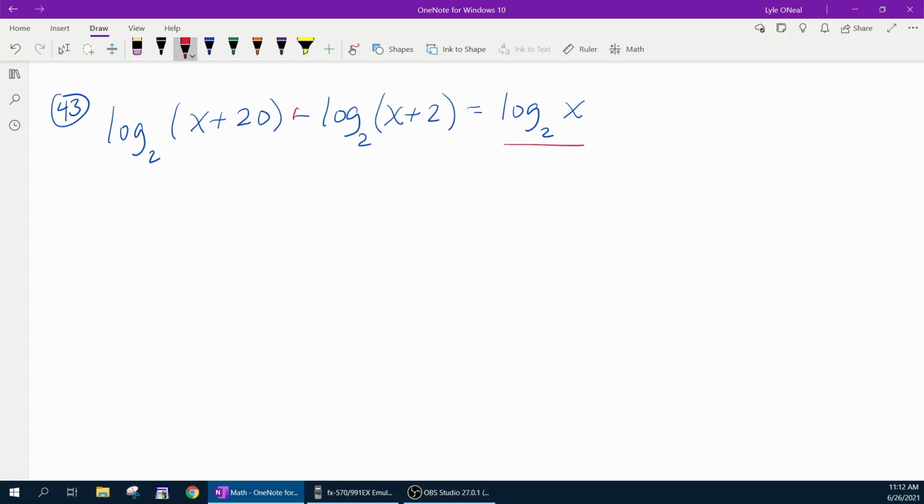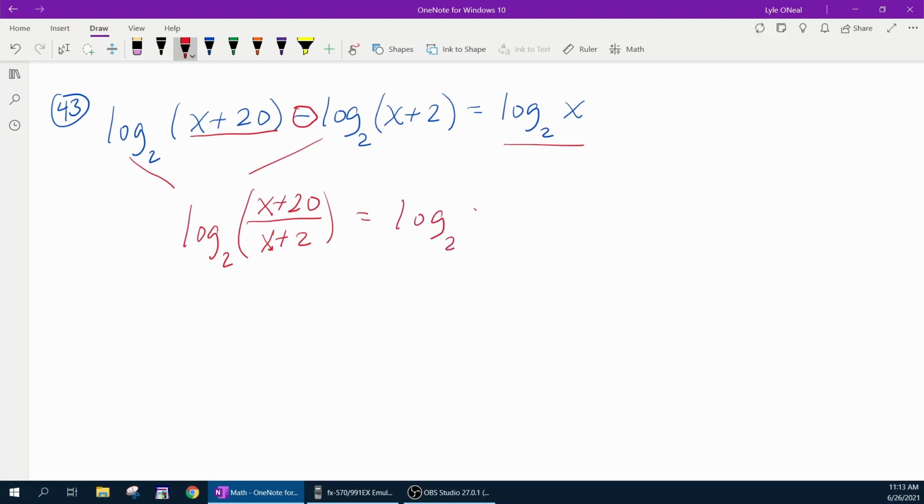I notice I've got a subtraction in between the 2 logs. They do have the same base, so that means I'm going to be able to use the quotient rule, which says subtraction turns into a fraction, and whoever comes first is on top. So the x plus 20 is on top, the x plus 2 is on bottom. Notice the 2 logs become 1. That's how the quotient rule works.